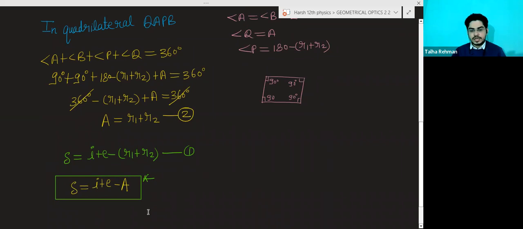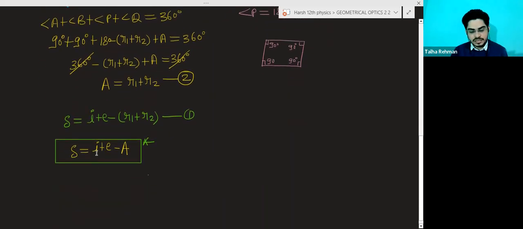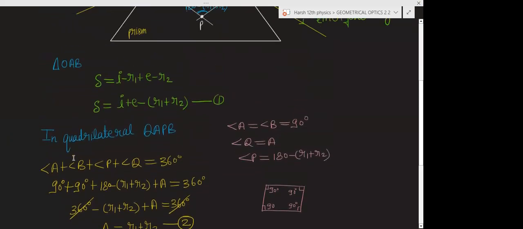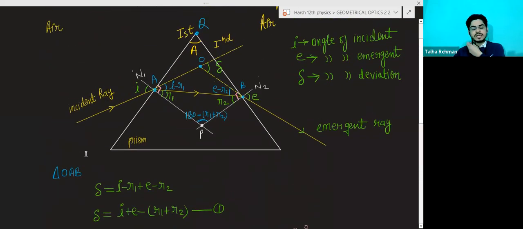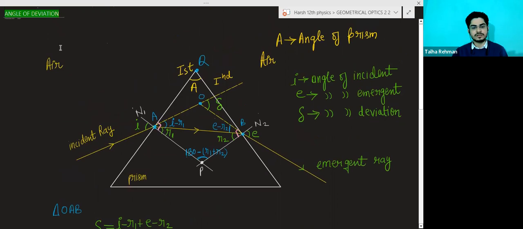So for a particular incident ray, the angle of deviation is given by the angle of incidence, the angle of emergence, and the angle of prism. So I plus E minus A, you will get the angle of deviation. And I told you the significance of the angle of deviation is by how much amount the incident ray is getting deviated through the prism.